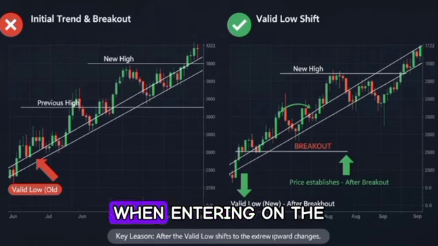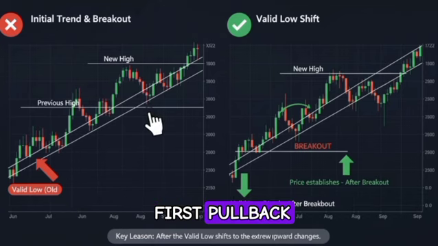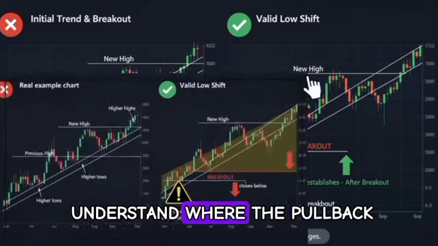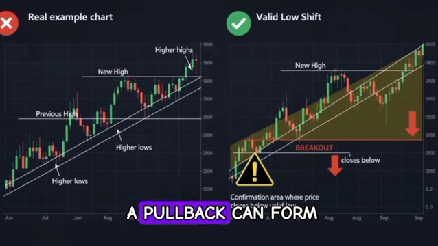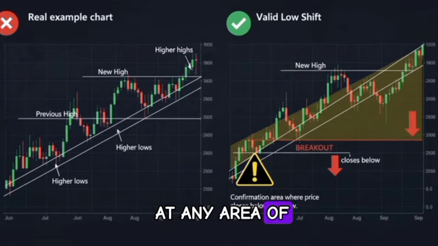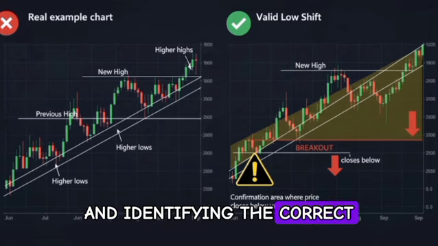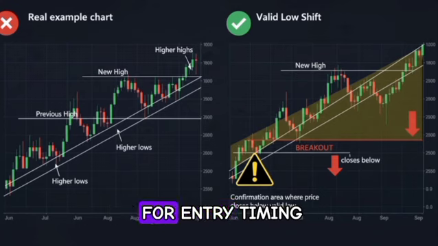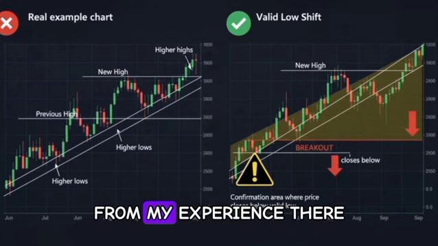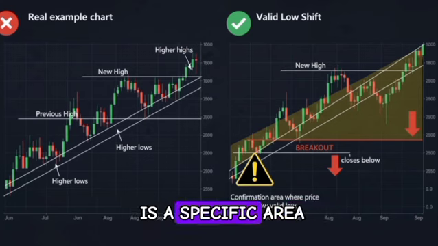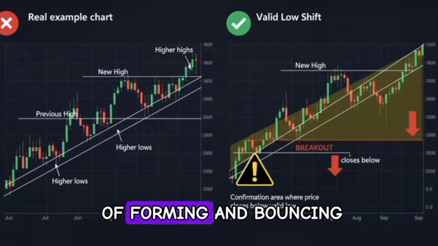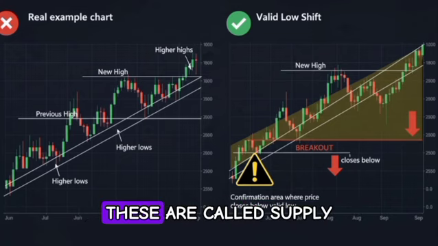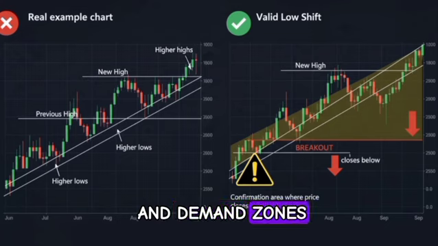pullback. When entering on the first pullback, it is important to understand where the pullback may take place. This is crucial because a pullback can form at any area of the chart, and identifying the correct zone is very important for entry timing. From my experience, there is a specific area where the first pullback has the highest probability of forming and bouncing. These are called supply and demand zones.